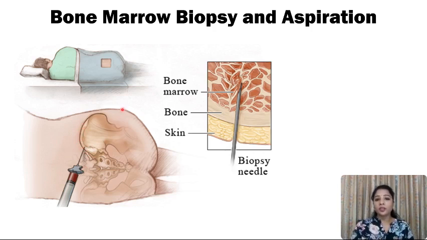Bone biopsy involves the outer layer of the bone, unlike bone marrow biopsy, which involves the innermost part of the bone. So the bone biopsy is done here, and the bone marrow is done here. Bone marrow biopsy and aspiration are often done at the iliac crest to find out if cancer or any other abnormal cells are present.